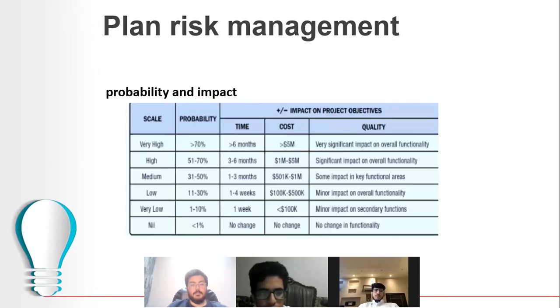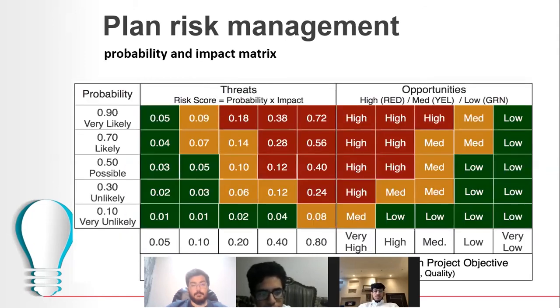We have the probability and impact table. As you can see, very high, high, medium, low, very low. It's related to probability, time, and cost. For example, very high is more than 70% probability, 7 months of time, 5 million cost. So this is very high and would affect the project very badly. Next. This is another table, the probability and impact matrix.